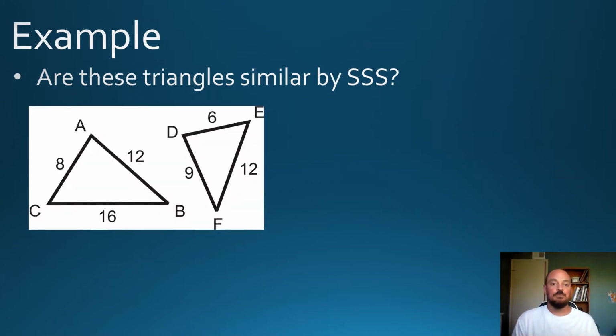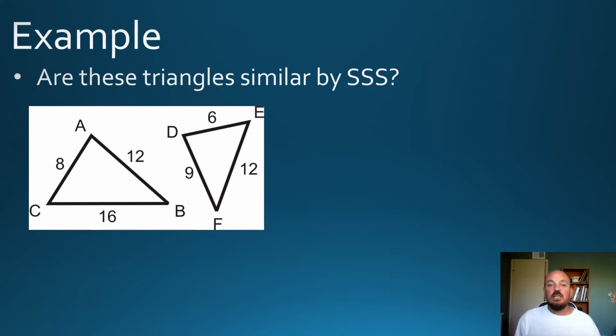Here's an example. We have two triangles, and we're trying to decide if they're similar by SSS. One thing you notice is they're kind of turned. A lot of times when I give you similar triangles, they're right next to each other and it's really easy to see what matches up. But this time I twisted them around. Maybe I reflected it. We're not really sure.